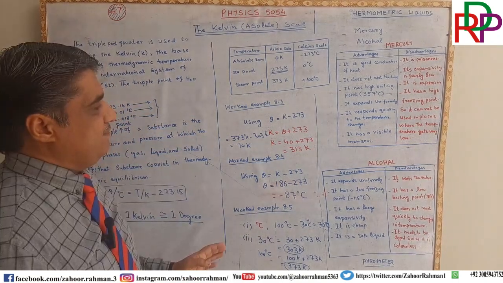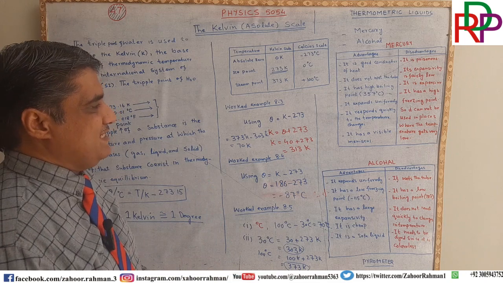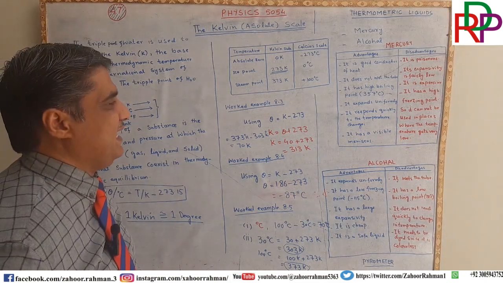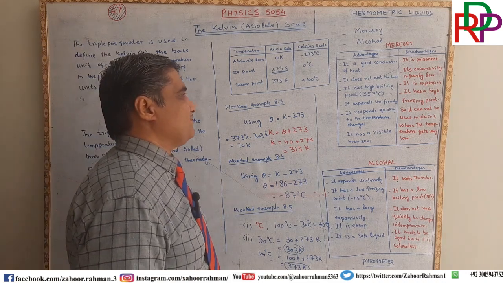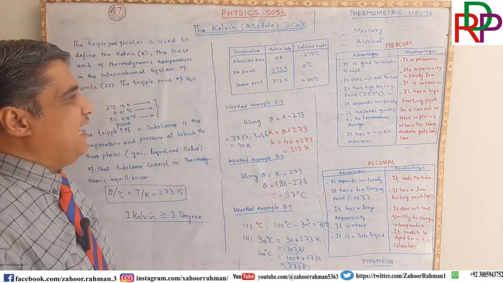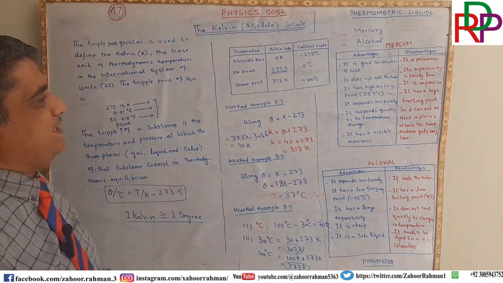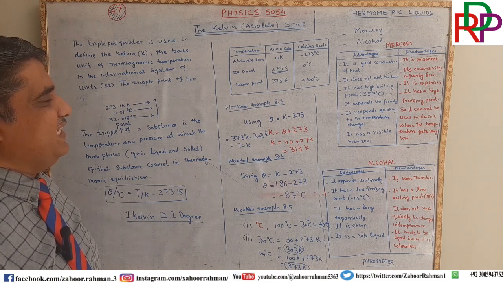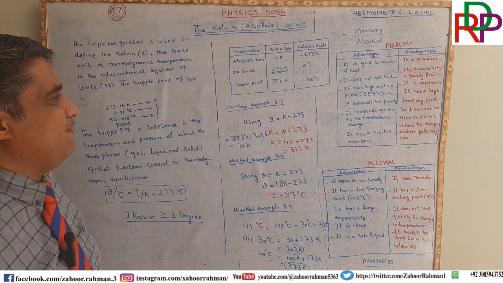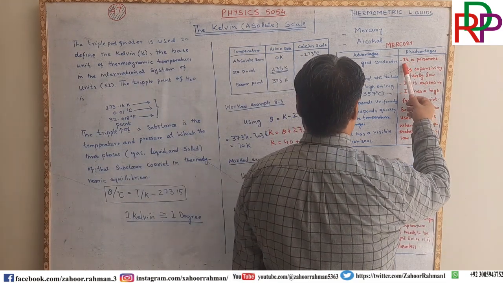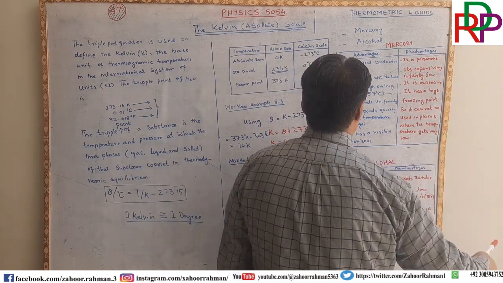Alongside the advantages, there are a few disadvantages as well, but the disadvantages are fewer as compared to the advantages. So that is why we prefer mercury. The first disadvantage is that it is venomous. It is poisonous.